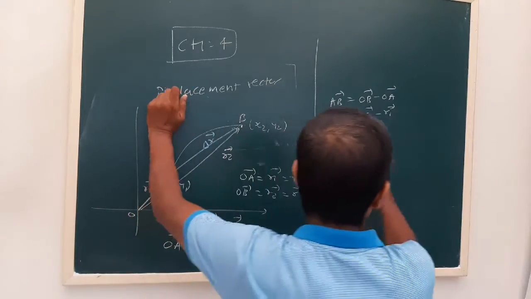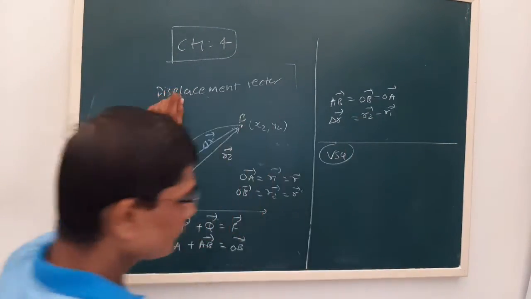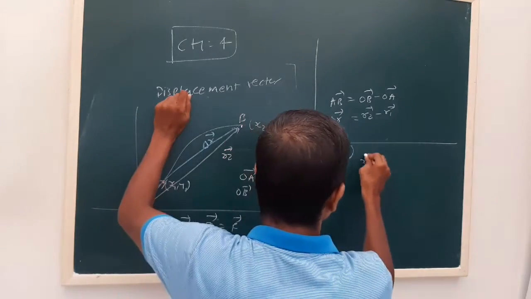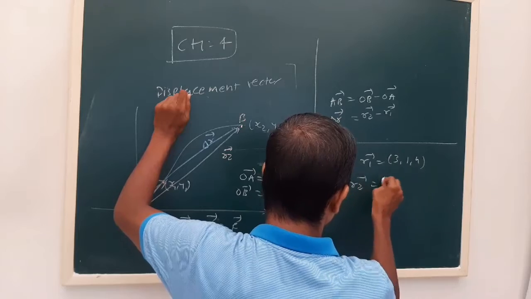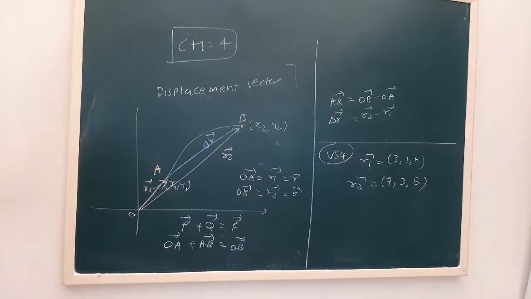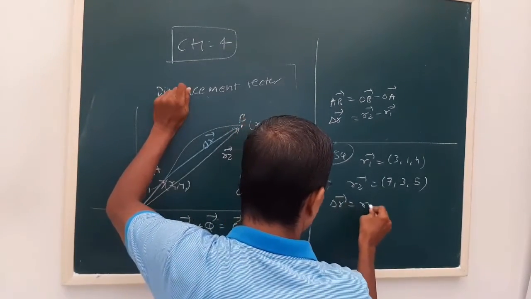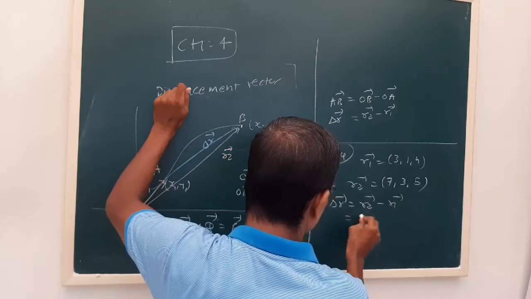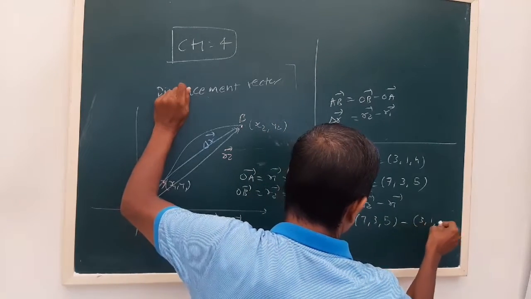See, we can understand by taking an example. This can be asked in VSQ. Let us say R1 is (3, 1, 4) and R2 is (7, 3, 5). Find out the displacement vector. So displacement vector delta R is R2 minus R1, that is (7, 3, 5) minus (3, 1, 4).